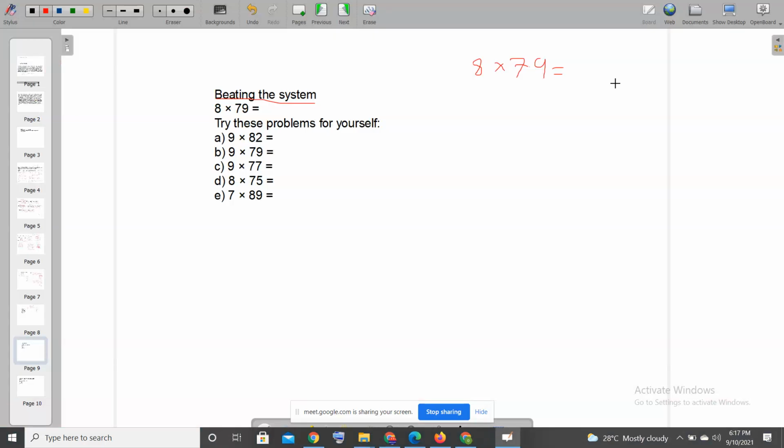Okay, so now when you check this, we have 8 times 79. Now one thing you have to know is, if I want a reference number, you can see that 8 is closer to 10. Now 79 is also closer to what? 100. But if I'm going to use 10, I will suffer because the number here is huge.